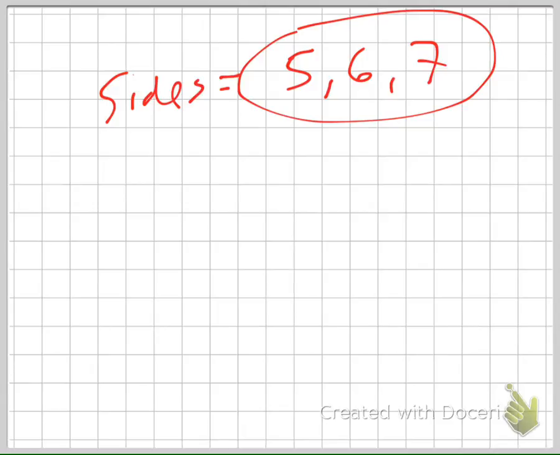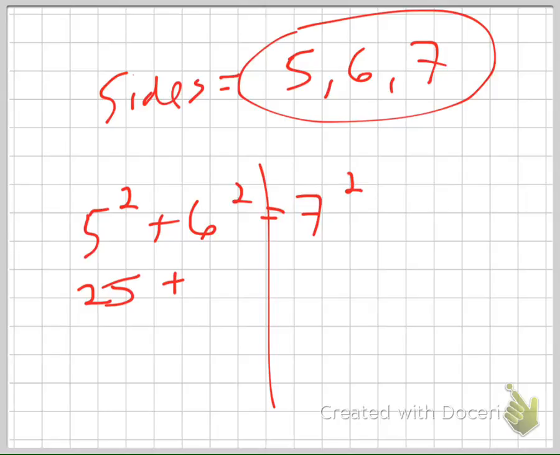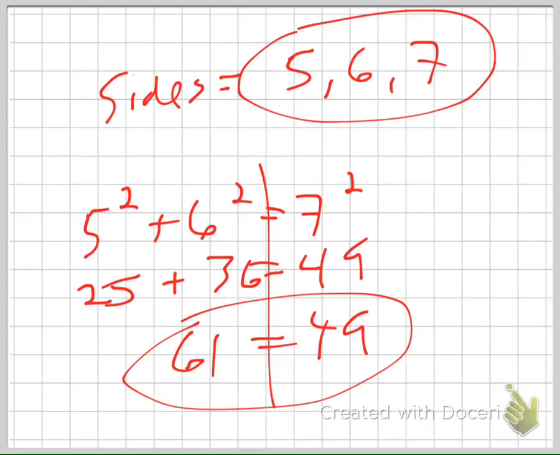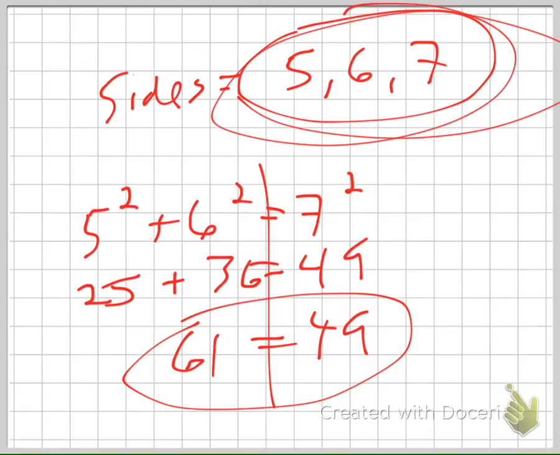So here we go. You're watching now. It goes like this. What two sides have to be the legs? 5 and 6. So we're going to go 5 squared plus 6 squared equals 7 squared. 5 squared is 25. 6 squared is 36. And 7 squared is 49. 25 plus 36 is 61. Does 61 equal 49? No. Therefore, listen, this is a triangle. That's no question. It's just not a right triangle. Does that make sense?